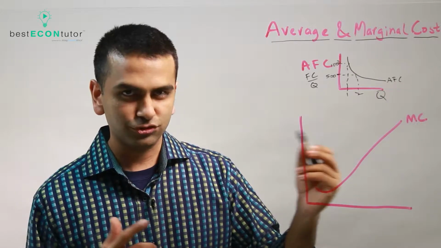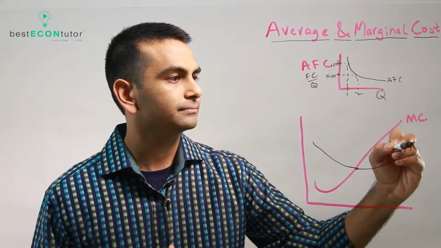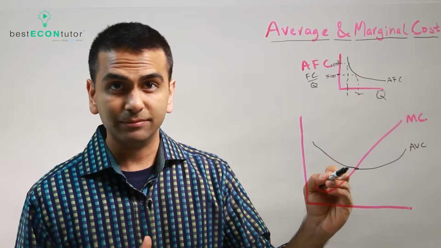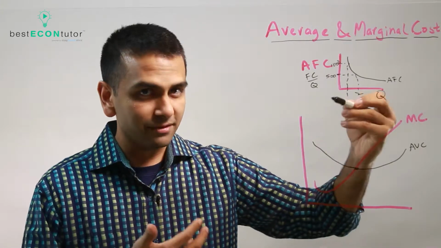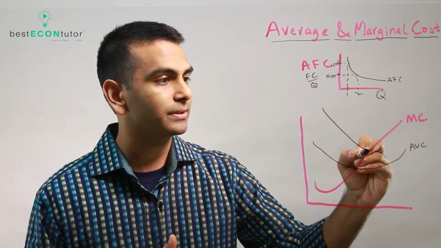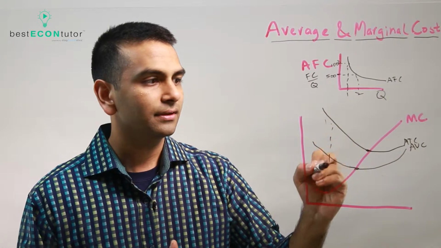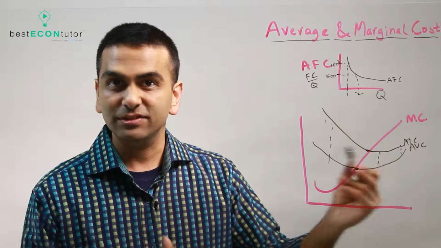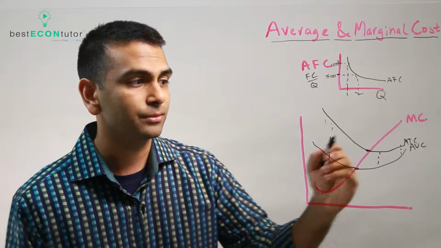But here's the important relationship between them. AVC looks like this. It's U-shaped, and its minimum is where it intersects with the MC. ATC has the exact same thing. It's always above the AVC, but it's also U-shaped and minimized when it intersects with the MC. Notice also that the gap between AVC and ATC gets smaller. They get closer to each other because their gap is AFC, because AFC and AVC add up to ATC. So their gap is AFC, and AFC keeps shrinking. So that's why their gap keeps shrinking as you move to the right.